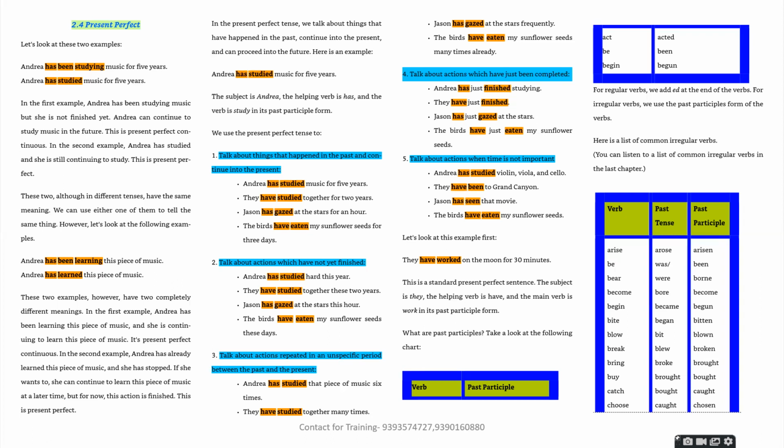In the second example, Andrea has already learned this piece of music and has stopped. If she wants to, she can continue to learn this piece of music at a later time. But for now, this action is finished. This is present perfect.